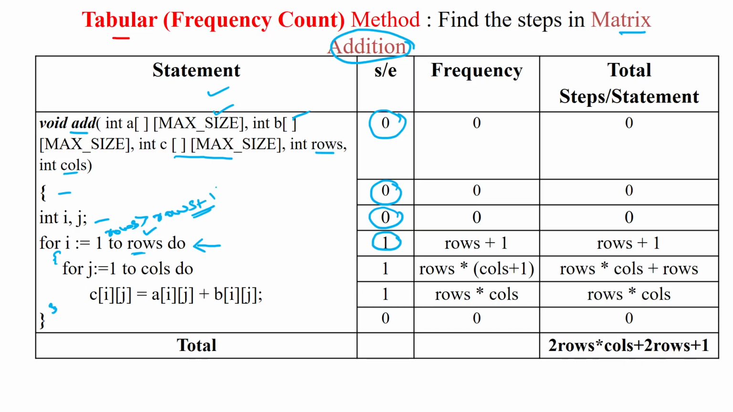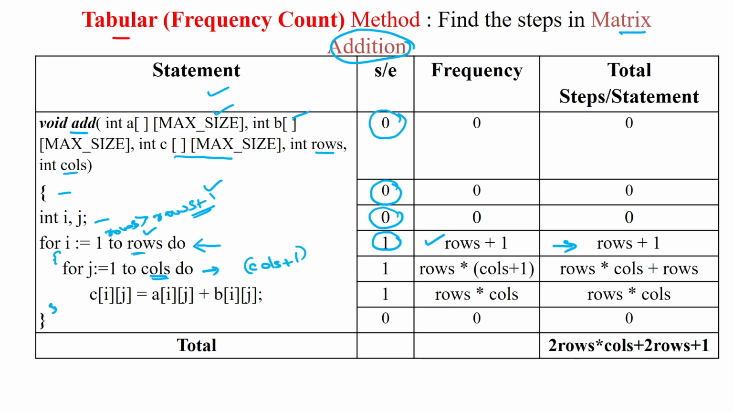So how many times is it checking? Rows plus 1. So that's what is given here: 1 into rows plus 1. Then the inner loop, how many times will it execute? So this will check columns, here number of columns plus 1. It will check number of columns plus 1.